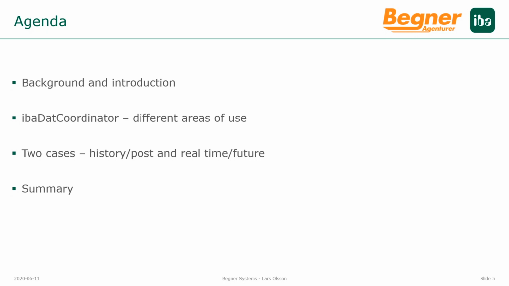The other case is the real-time or future. A future is not, I realize now, we don't mean to predict something into the future. I just mean that we can handle situations that happen now in real time and that will happen in the future. So we use something called event jobs in the dat-coordinator that is somehow related to the IBA PDA event stores. I will show you that today. So two cases, one history and one now and future.